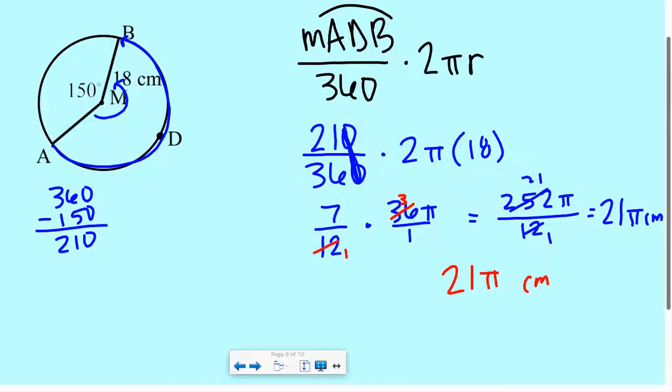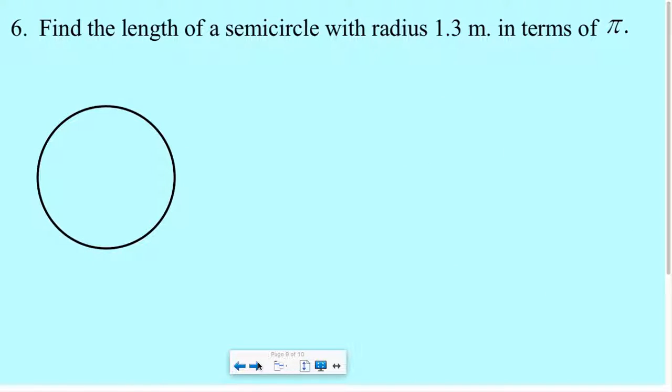Try the next one. Find the length of a semicircle with a radius of 1.3 meters, and leave this one in terms of pi.